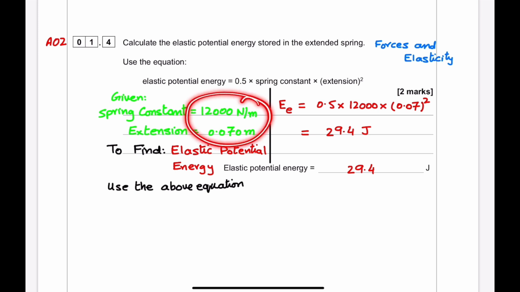So we will use all the values in the above equation. Therefore, the elastic potential energy is equal to 0.5 times spring constant, that is 12,000, times the square of the extension, that is 0.07, and we need to use the calculator. The answer is 29.4 joules.